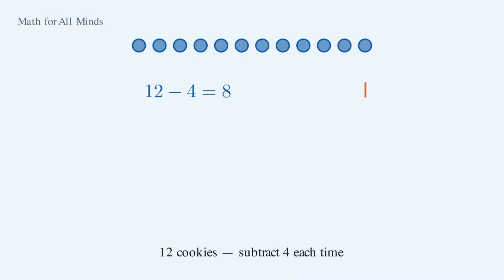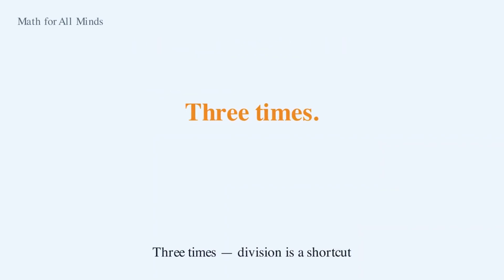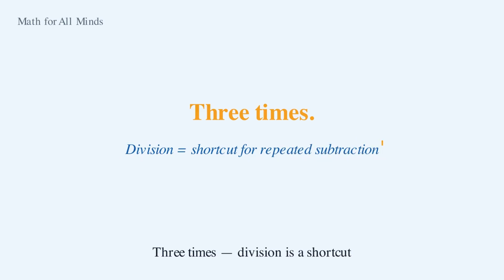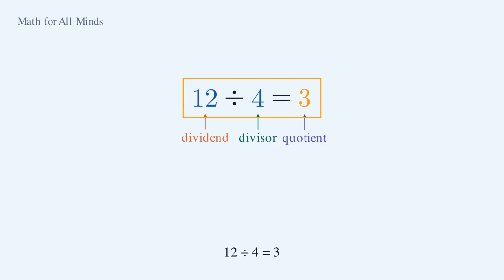You have 12 cookies. You take away 4. Then 4 more. Then 4 more. How many times did you subtract before reaching 0? 3 times. So division is just a shortcut for repeated subtraction. Instead of writing all those subtractions, we write 12 divided by 4 equals 3.